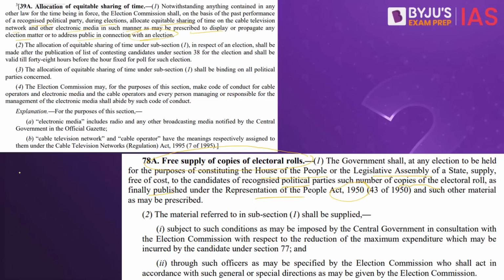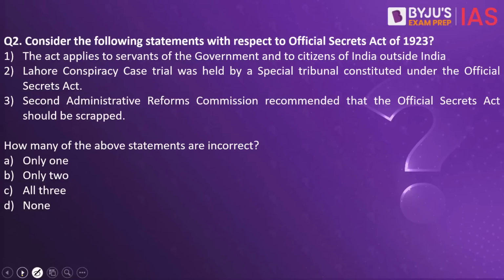Now let's look into the next practice question. Consider the following statements with respect to Official Secrets Act of 1923. One, the Act applies to servants of the government and to citizens of India outside India. Two, Lahore conspiracy case trial was held by a special tribunal constituted under the Official Secrets Act. Three, Administrative Reforms Commission recommended that the Official Secrets Act should be scrapped. How many of the above statements are incorrect?